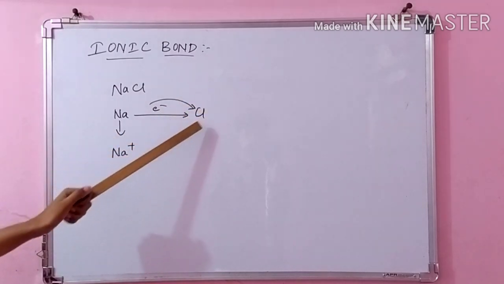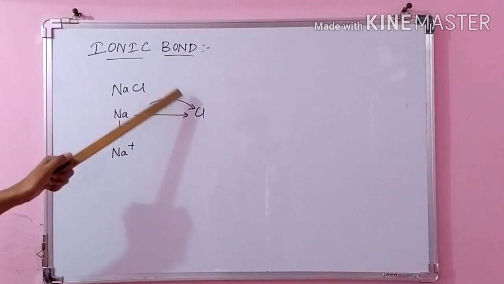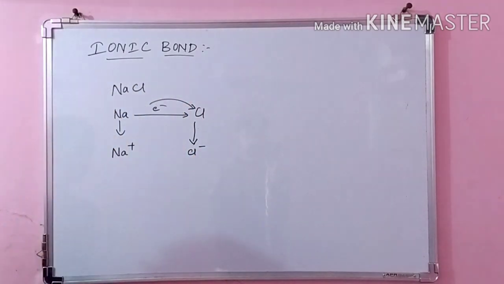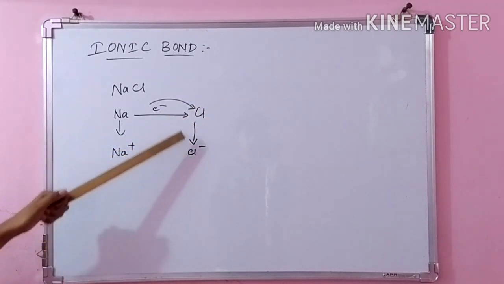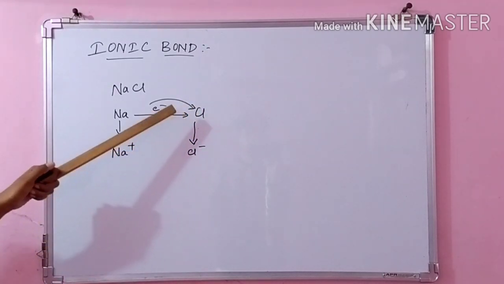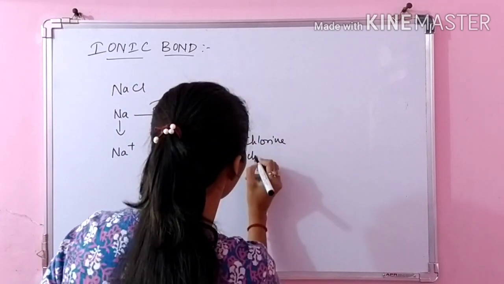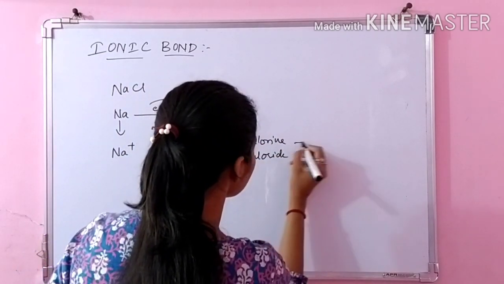Here chlorine, what it does, it gains an electron. It gains an electron and what happens? Here the atom turns to chloride. So here your chlorine becomes chloride. Chlorine means what? Chlorine is nothing but zero charge. So what is the difference between chlorine and chloride is that, I'll write here, chlorine is nothing but it is having zero charge.